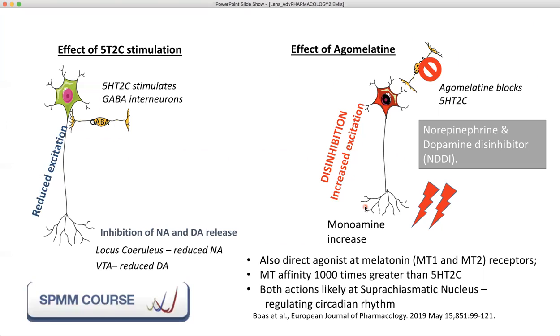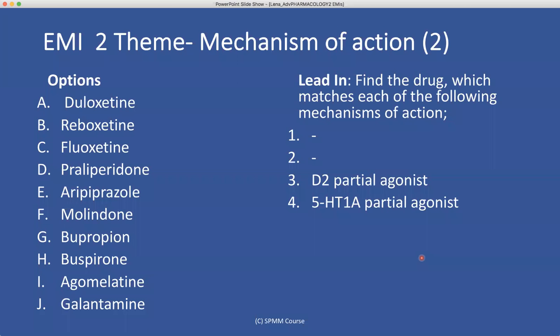treat depression. Melatonin receptor MT1 and MT2, the actions of agomelatine on these receptors, we do not know if they directly contribute to antidepressant effects or not. So for question 2, it's agomelatine.